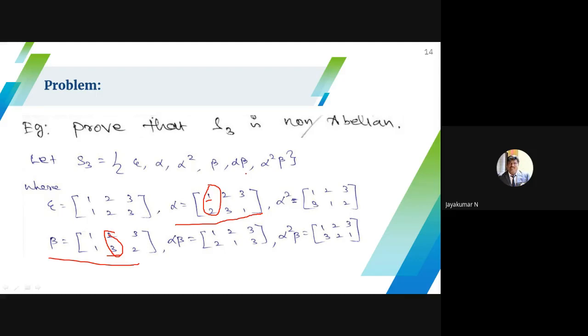Anyone answer me? Now I want to find beta alpha. Beta is first, alpha is second. That means I have to find the image of 1 in alpha. The image is 2. Then I have to find the image of 2 in beta. The answer is 3. Finally, 1 maps onto 3. I conclude that 1 maps onto 3. Okay, so I have to find the remaining 2. Now, anyone inform me, out of the 6 permutations, which one maps 1, 2, 3? Anyone reply to me?